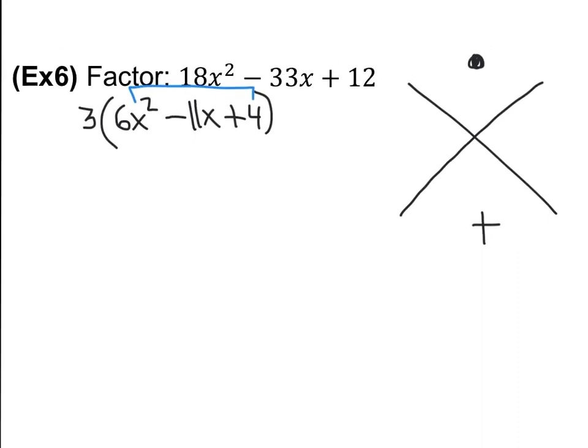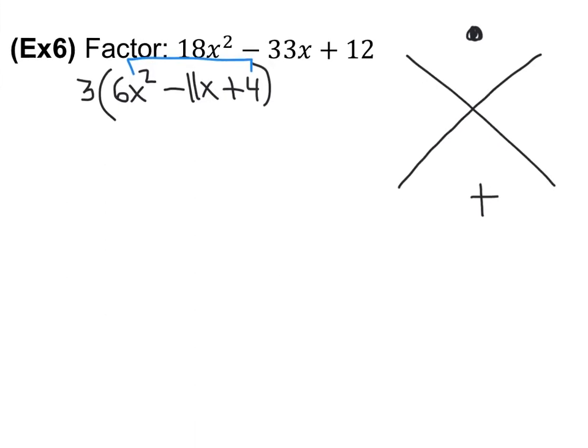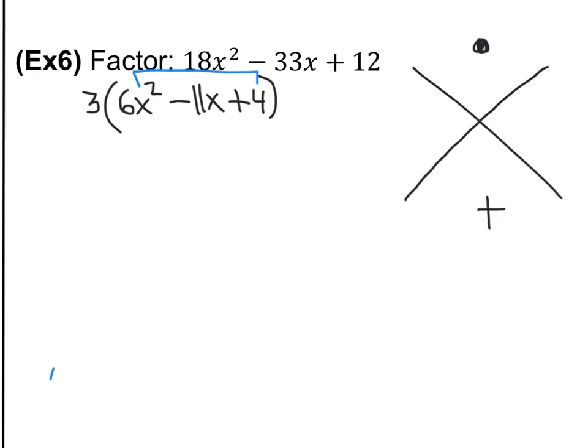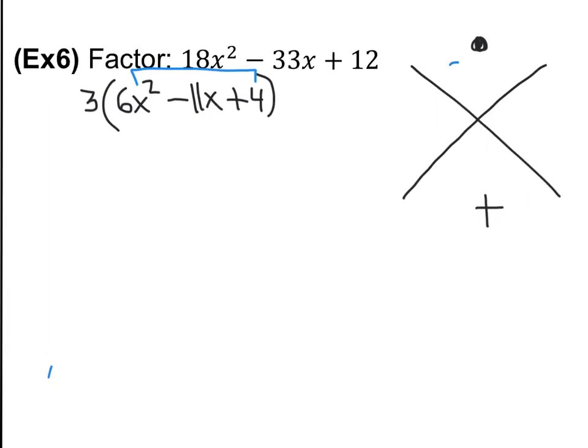A real common mistake that students will make is they'll multiply their original 18x squared times 12. Don't do that. It'll create big numbers, and it's going to cause you problems later on because you won't have factored it completely. So we're going to multiply 6x squared times 4. That is our 24x squared. And then the middle term, I'll just put a rectangle around it, and this is a negative 11x.